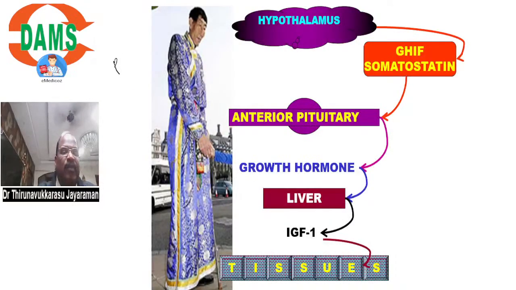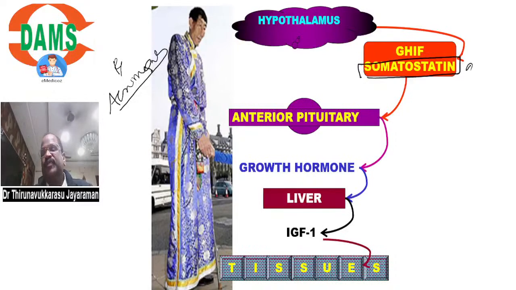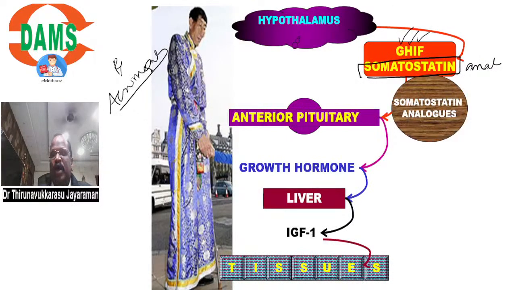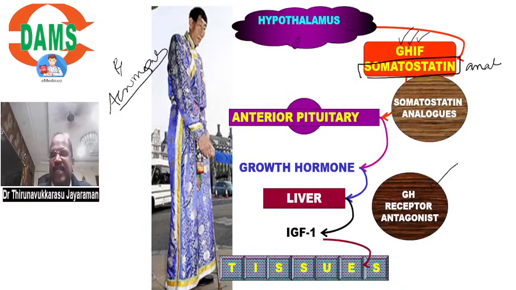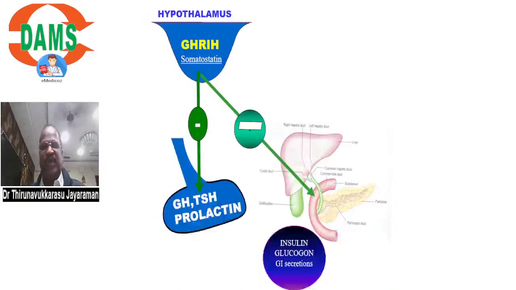For treatment of acromegaly, we have something called somatostatin analogs. Somatostatin is a growth hormone inhibitory factor, so we have its analogs. And we also have growth hormone receptor blockers. Now I will explain your options strictly, because this we teach in the regular class. Now coming to your question, look at this.